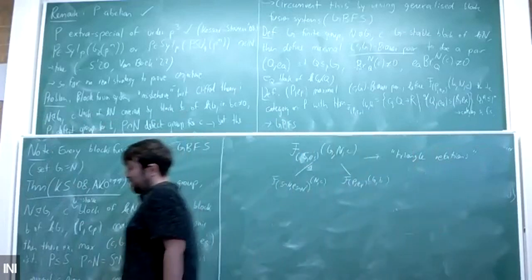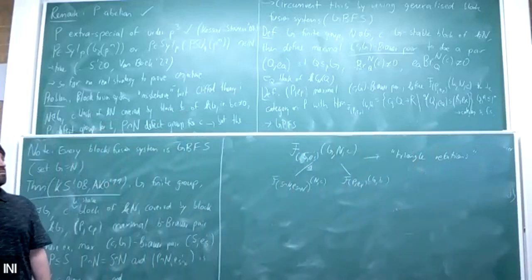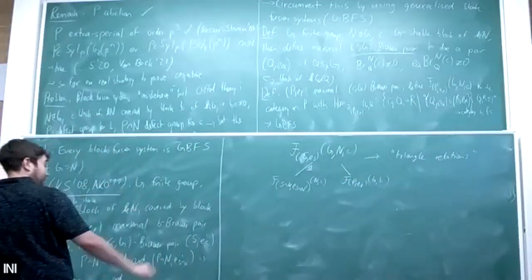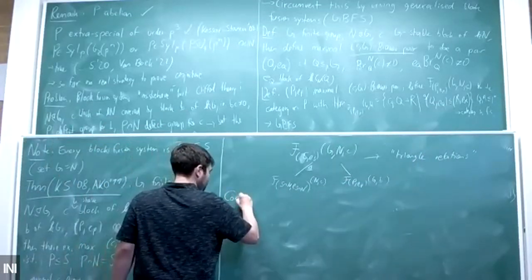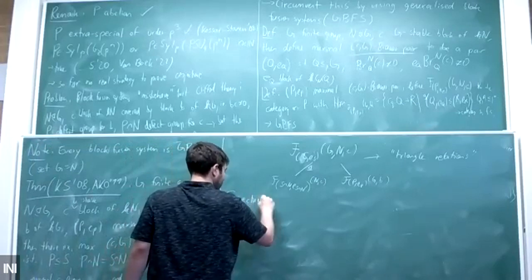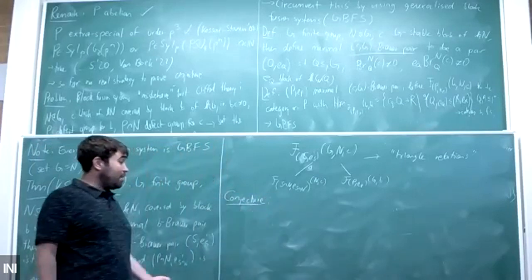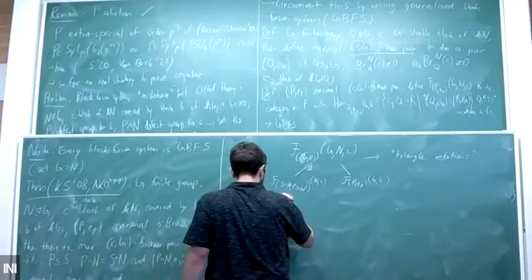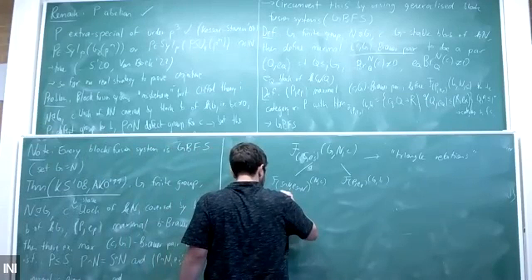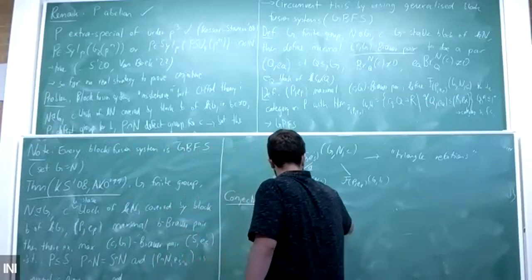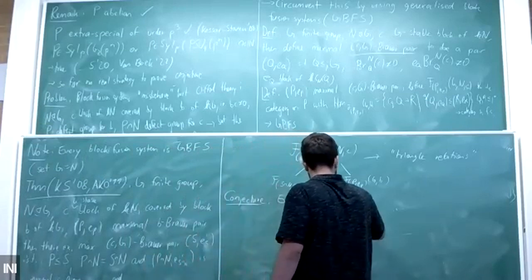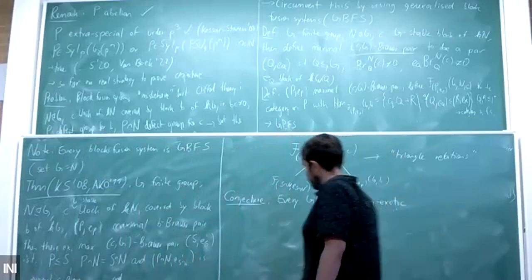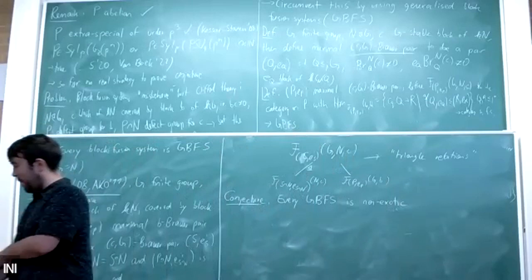So yeah, we see clearly generalized block fusion systems could be useful. And so now I actually think that maybe we shouldn't study the old conjecture so much, but we should maybe just study this conjecture for this more general category. So the conjecture would be then that every generalized block fusion system is non-exotic.